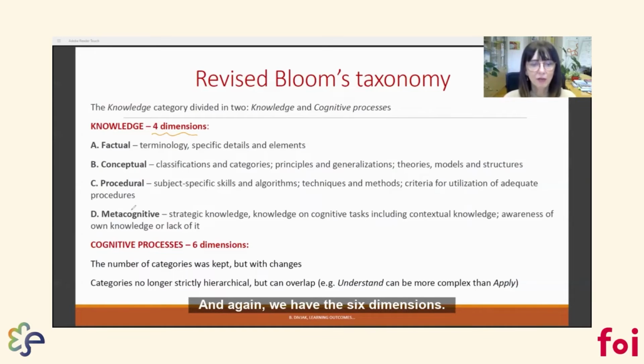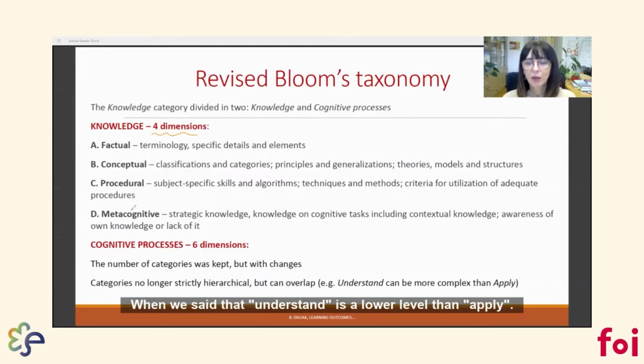And again, we have six dimensions, so the number of categories was kept in comparison with the original Bloom taxonomy, but with some changes. Categories are no longer strictly hierarchical and can overlap. And about this hierarchy, when we said that understand is a lower level than apply, probably it's not always true in different subjects and different areas.